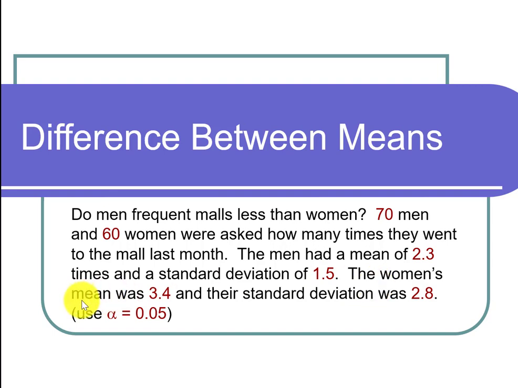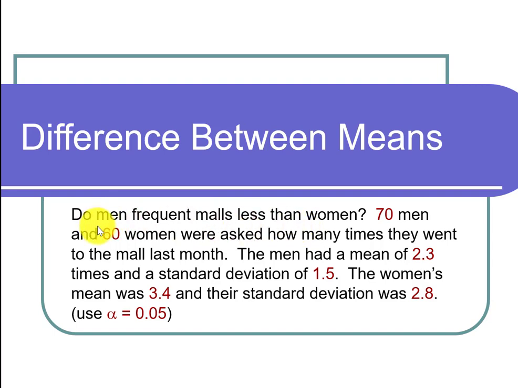The women's mean was 3.4, and their standard deviation was 2.8. Use alpha equals 0.05. So I have a hypothesis test because I'm asked if men frequent malls less than women. It's a yes-no question. So I need to find out what my null hypothesis is.